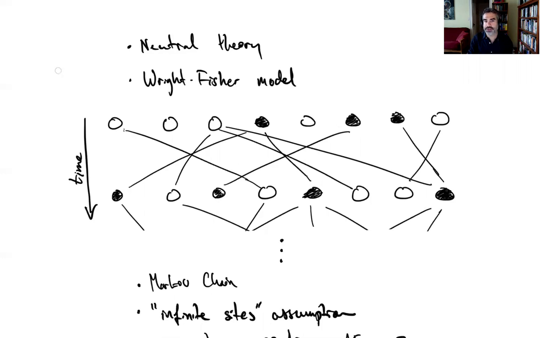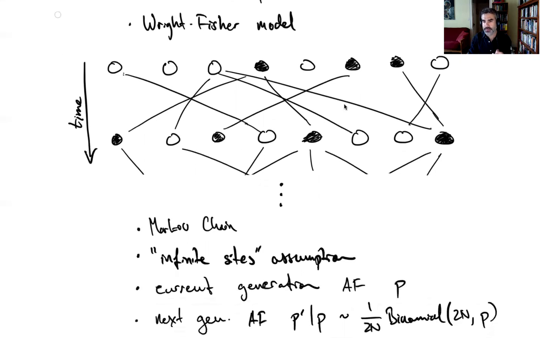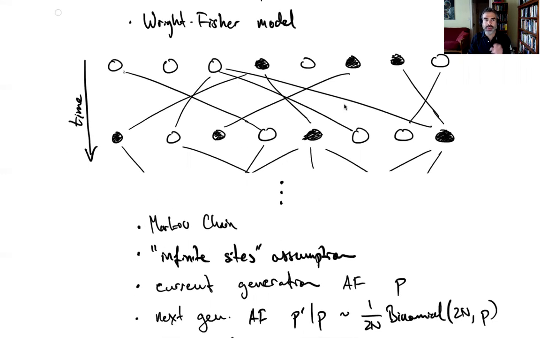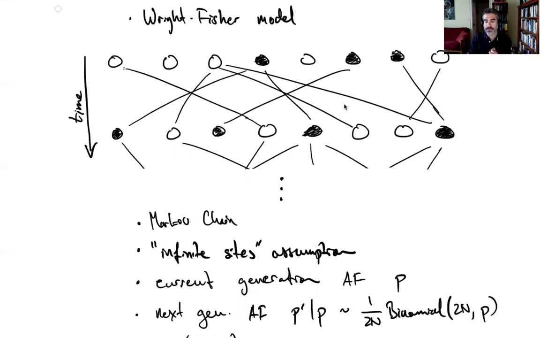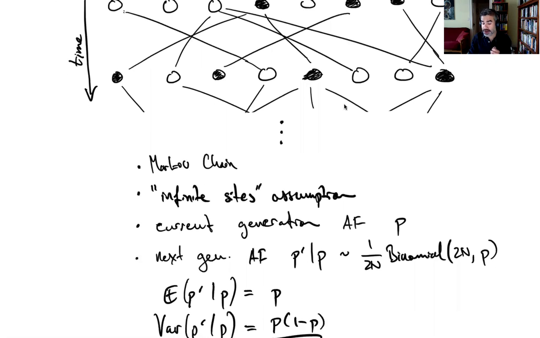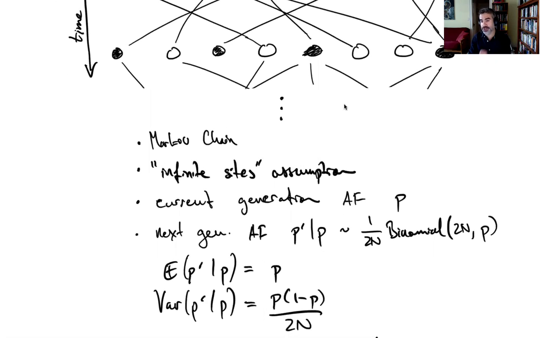Now, if a certain allele has frequency p in the current generation, how is its frequency distributed in the next generation? Well, each copy of the allele in the next generation is a coin toss, an independent Bernoulli p random variable. And if the next generation has size 2n, we usually write 2n because we're diploid, the allele count is binomial 2n, p. And that means that the new frequency p prime therefore has conditional mean p and conditional variance p(1 minus p) over 2n.